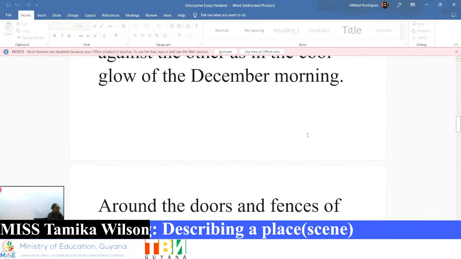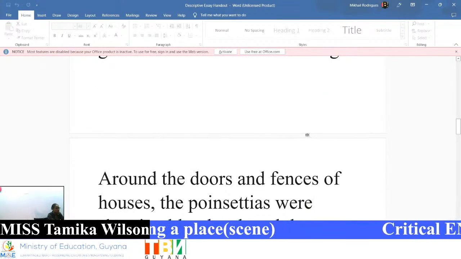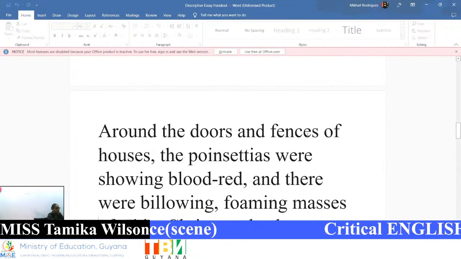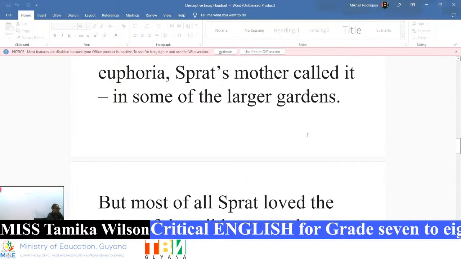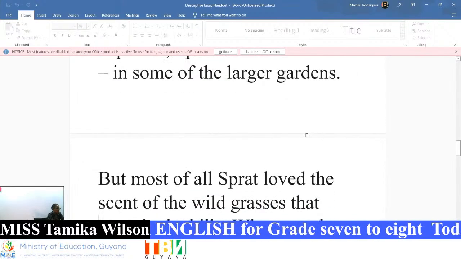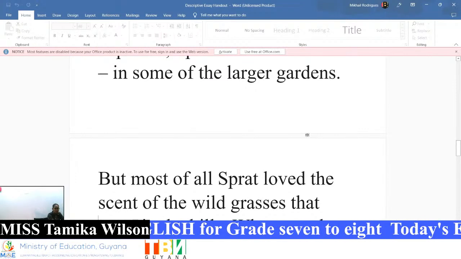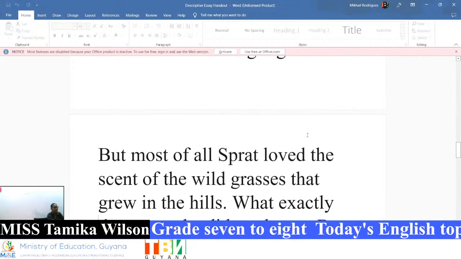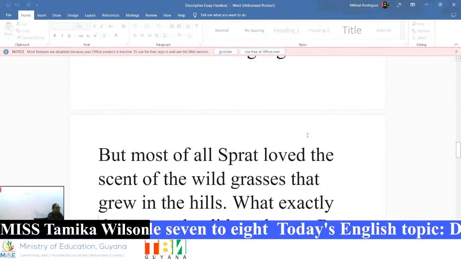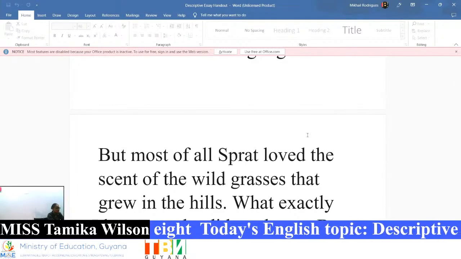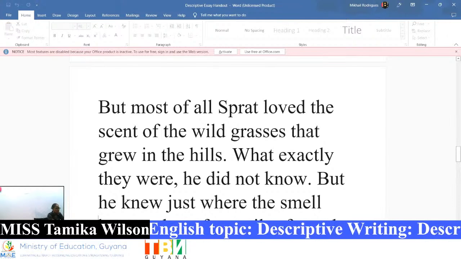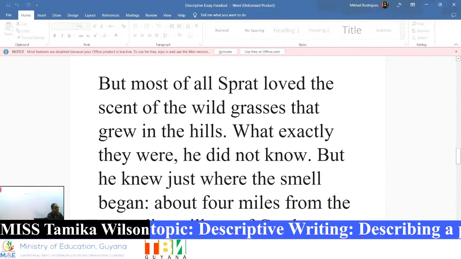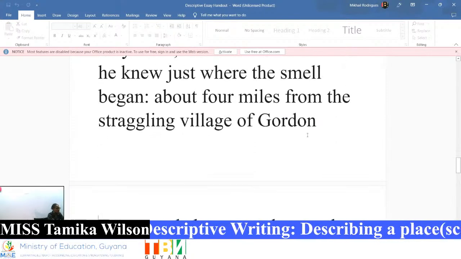So let's go. Around the doors and fences of the houses, the poinsettias were showing blood red, and there were billowing, foaming masses of white Christmas bush. Euphoria, Sprat's mother called it, in some of the larger gardens. But most of all, Sprat loved the scent. So is there something that we can smell? Of course, the scent of the wild grasses that grew in the hills. What exactly they were, he did not know, but he knew just where the smell began, about 4 miles from the straggling village of Gordontown.